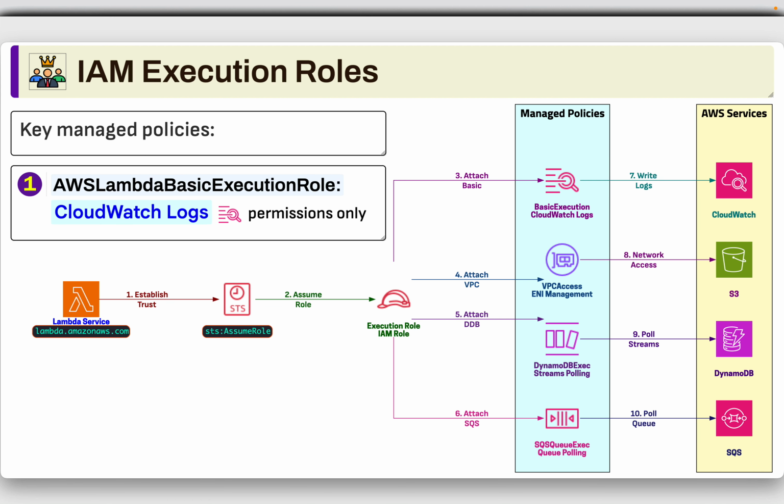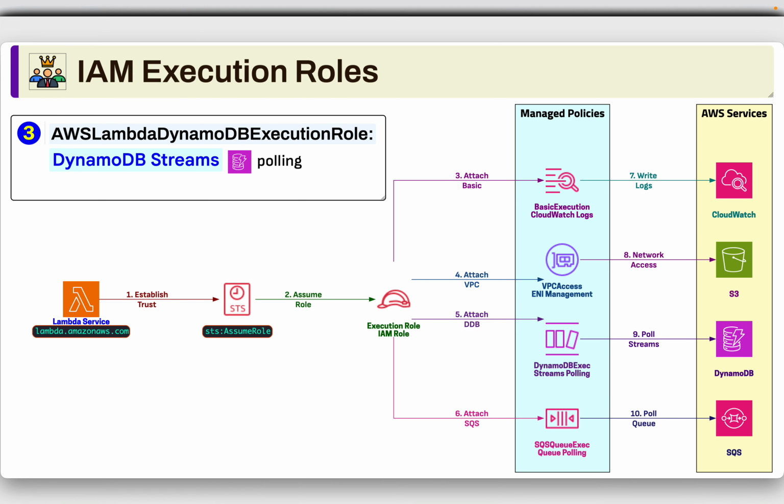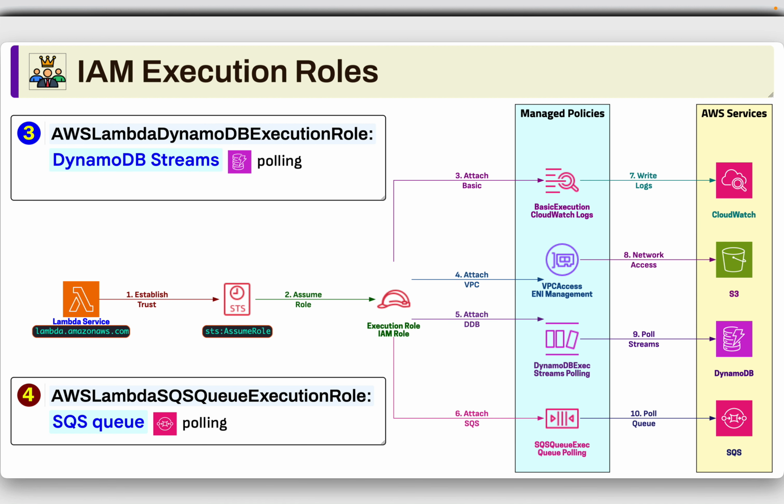Some key managed policies are the AWSLambdaBasicExecutionRole. This provides CloudWatch Logs permission only for writing logs. Then AWSLambdaVPCAccessExecutionRole. This provides ENI management, that is Elastic Network Interfaces management, permissions for VPC connectivity. Then we have AWSLambdaDynamoDBExecutionRole, and this provides permissions for DynamoDB streams polling. AWSLambdaSQSQueueExecutionRole provides permissions for SQS queue polling.